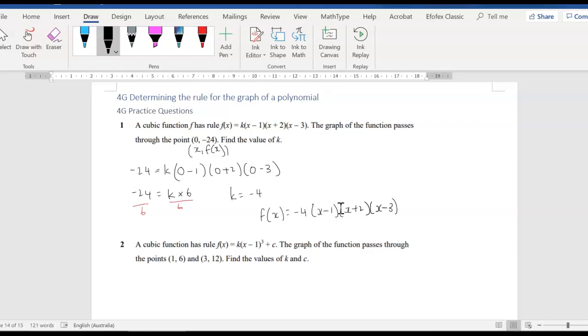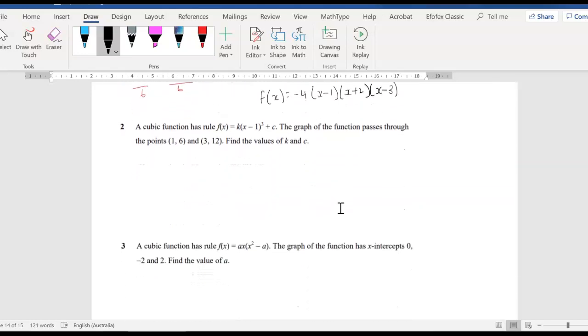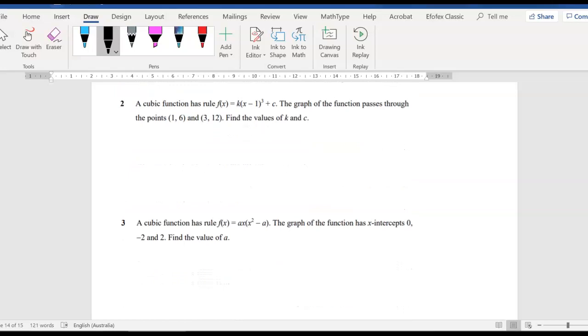All right, question 2. I should save as I go just in case it gets, there we go. Sometimes I don't even know whether it saves when I press save.